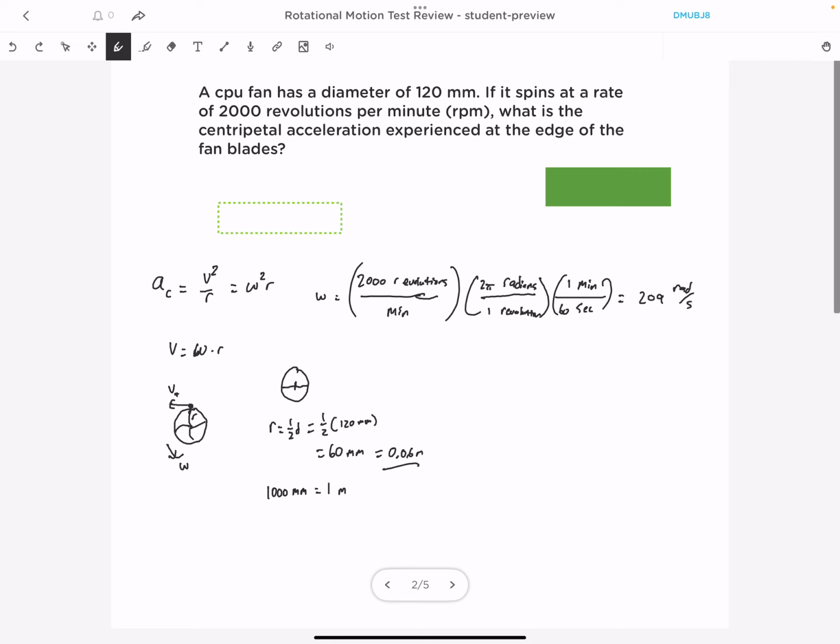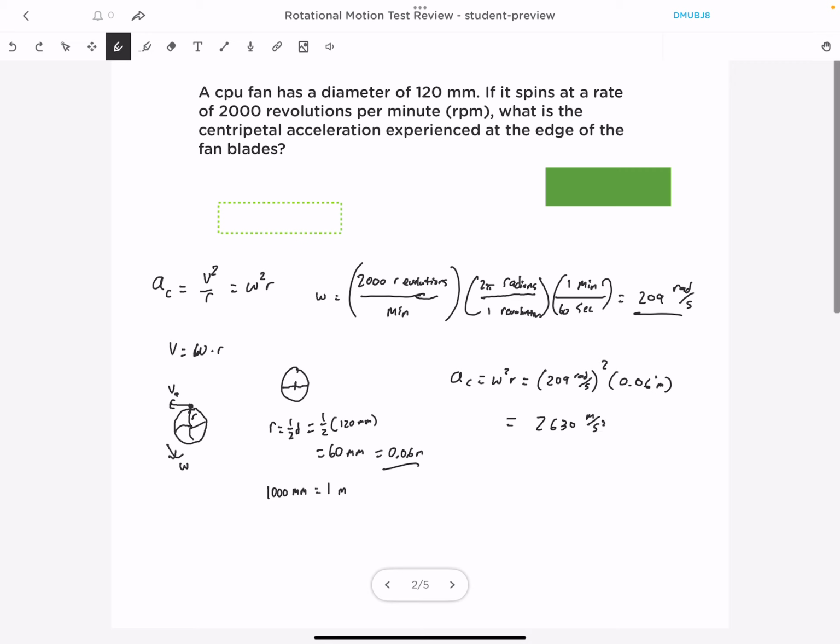So now I have my angular velocity, I have my radius, and now I can calculate the centripetal acceleration. So I know it's omega squared r. I'll just write that out again. I have 209 rads per second, and I'm going to square it and then multiply by the radius, which is 0.06 meters. And when you actually perform the calculation, what you end up with is about 2,630 meters per second squared.